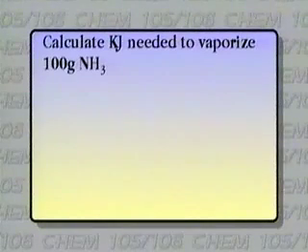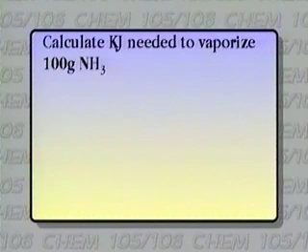Let's calculate the number of kilojoules of energy that would be needed to vaporize 100 grams of ammonia at its normal boiling point. In other words, it's already at the boiling point. Now we're going to do the phase change part. And in order to calculate it, the term that we often use, or the letter, is Q. Q stands for heat energy. And so often we'll see it just written as Q.